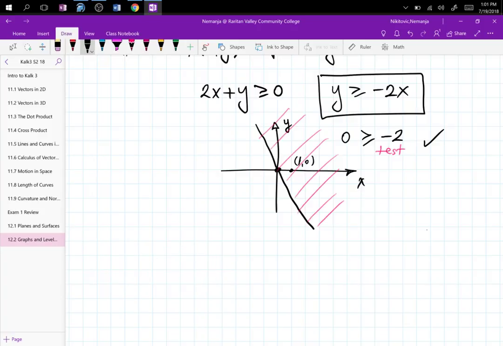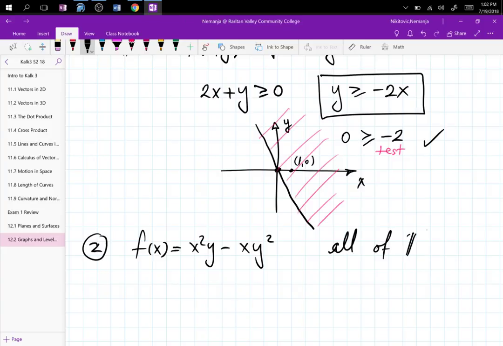So let me see. Function defined. What is the domain of? Perfect. Problem number 2 is asking you for the domain of the function x squared y minus xy squared. Well, that's a polynomial. And what do we know about polynomials? In 2D, all real numbers, then in 3D it must be all of R2. So anything goes.